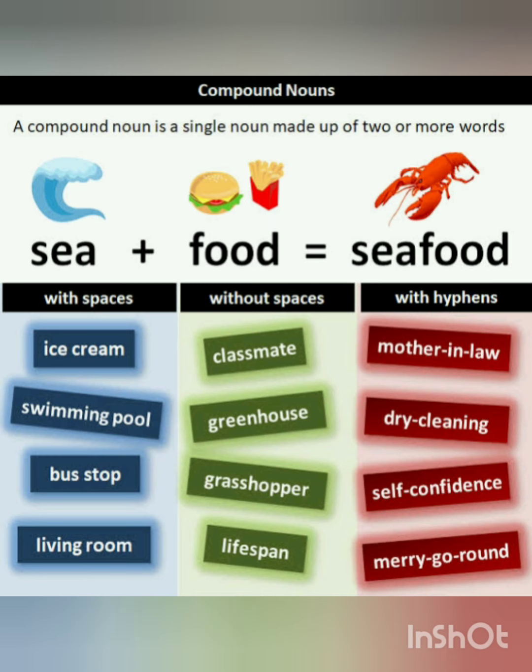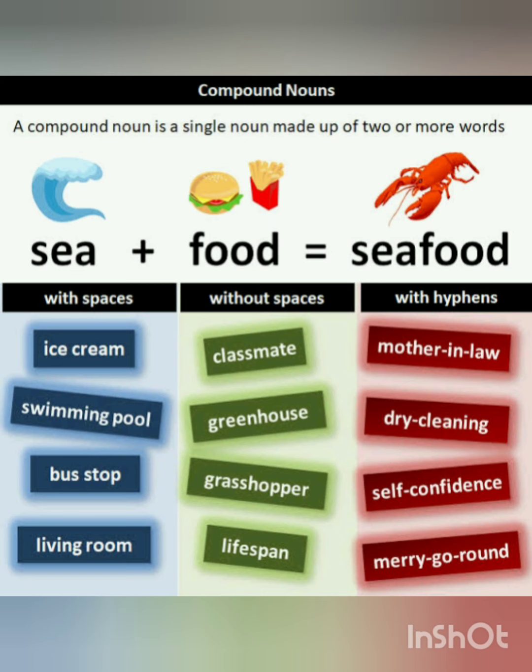Now, what are compound nouns? A compound noun is a single noun that is made up of two or more words. For example, sea plus food. These are two separate words and they make a single noun, seafood. Then there are different types of compound nouns. Some of them are two words with a space, some of them are two words without a space, and some of them are two or more words with hyphens between them.